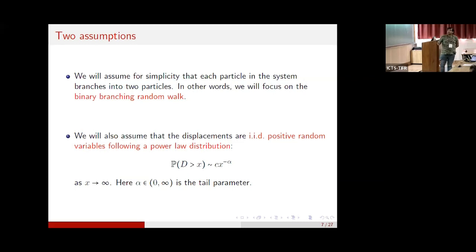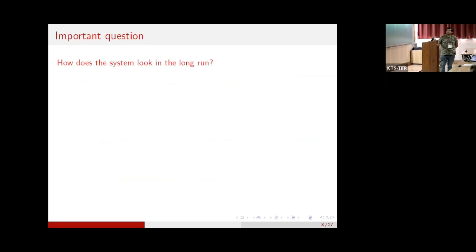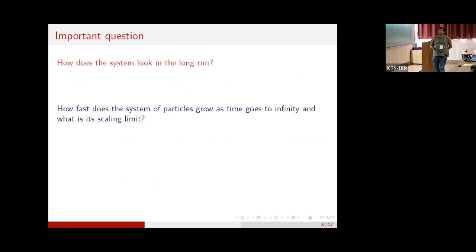Okay, so with these two assumptions, what is the question? The question is, how does the system look like in the long run? Again, this is a vague question. So I'll make it a little more precise, still vague: how fast does the system of particles grow as time goes to infinity, and what is the scaling limit? That's the question that we want to address.